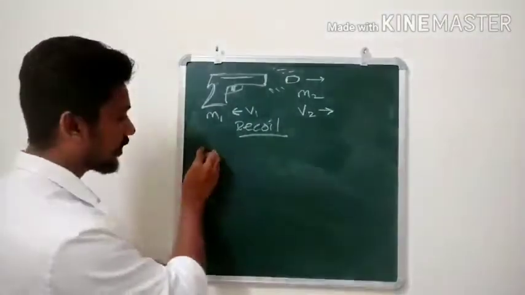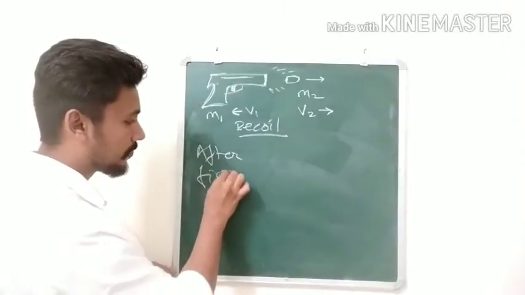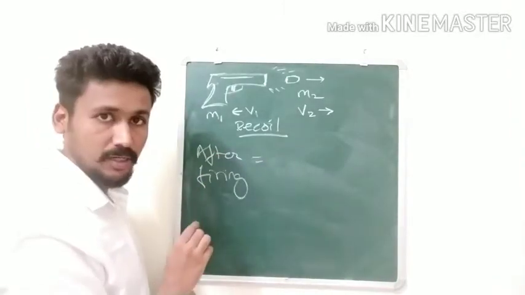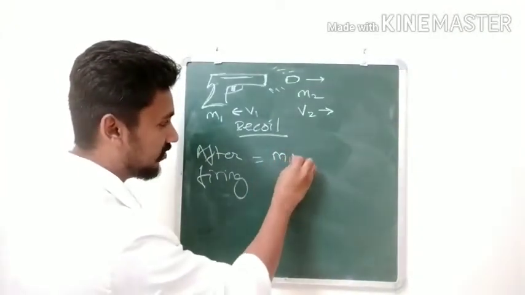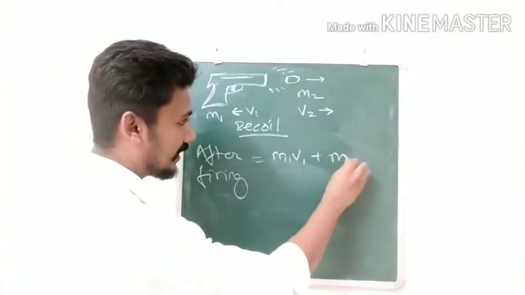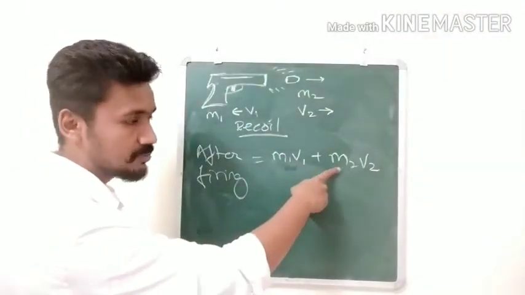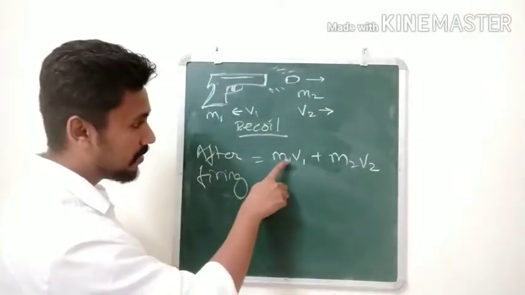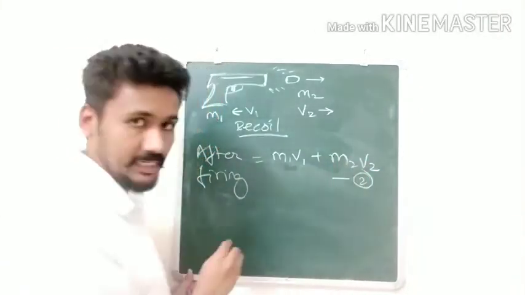So, we can say that the total momentum after firing will be equal to, how much will be the total momentum after firing? You will write the formula M1 V1 plus M2 V2, right? The momentum of the gun plus the momentum of the bullet. So it will be M1 V1 plus M2 V2. Let us call this equation number 2.